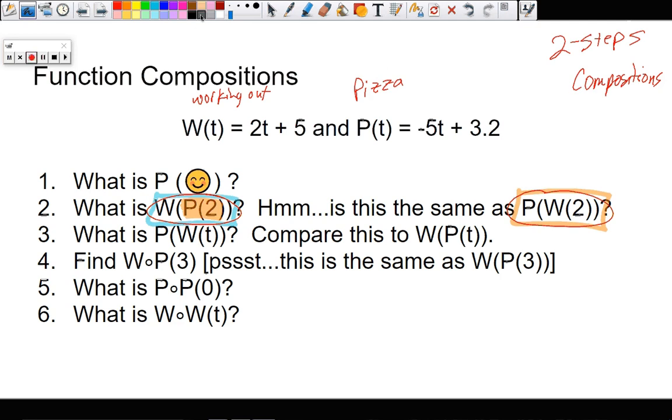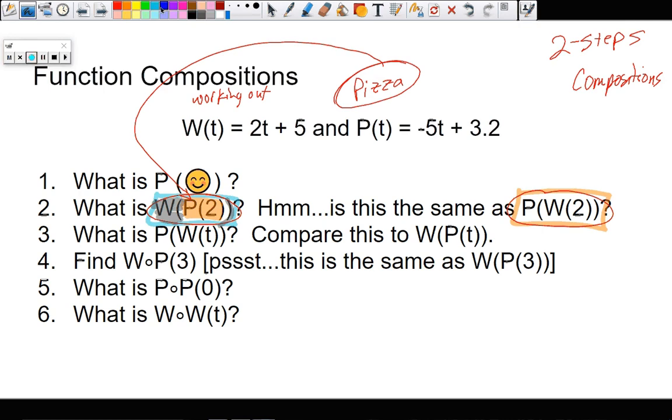And then, whatever you get as an answer, you're going to plug that into W. Okay? This is my example. W of P of 2 says, let's say I were to eat 2 pizzas first, and then I go work out. Okay? Imagine that. You just ate 2 full pizzas and then you went to go work out.